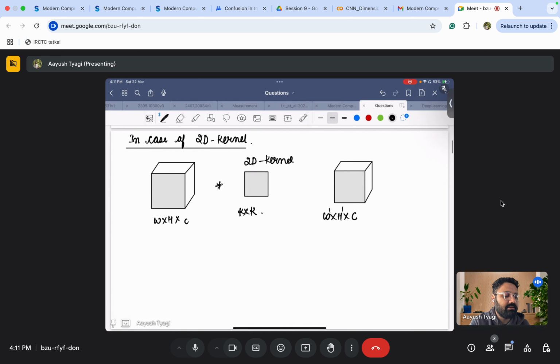Let us see what will happen in the case of 2D convolution. In 2D convolution, you have a kernel which is only k cross k, and you are convolving it with an image of W cross H cross C. In that case you will have W' cross H' as your width and height. Since you have a single dimensional kernel, you will convolve it with each channel. So now you have a representation of each channel. Your output will have C channels, because there are C channels in the input image. For every channel you get the output of a convolution operation.